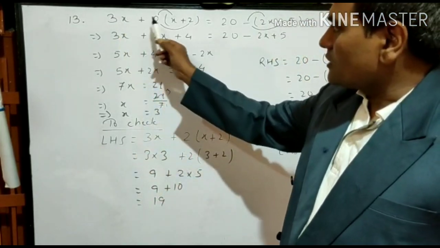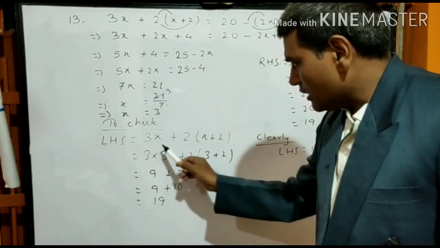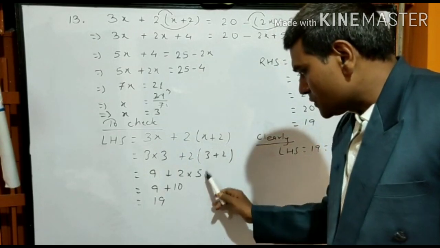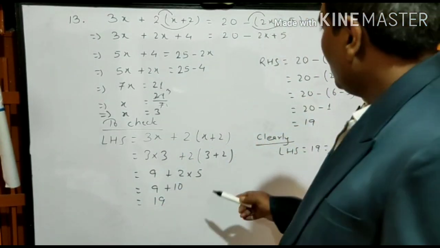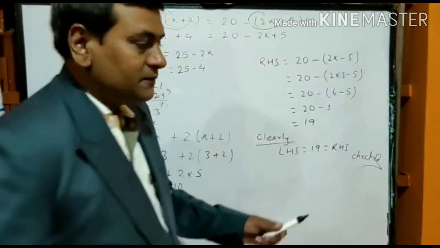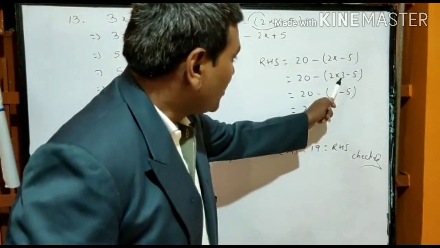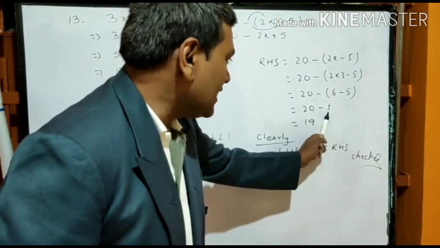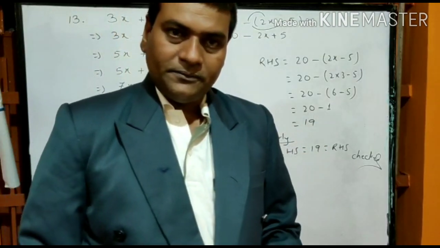Left hand side is 3x plus 2 into x plus 2. Put the value of x 3. x 3. 3 3 are 9. And here 3 plus 2 is 5. 2 5s are 10. 10 plus 9, 19. Now right hand side. It is 20 minus 2x minus 5. Put the value of x. 2 3 are 6. 6 minus 5 1. 20 minus 1 19. Left and right both are 19.